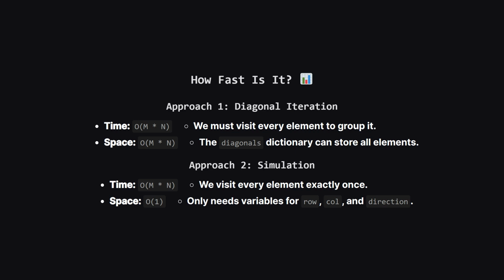So which one is better? In terms of time, they're both the same. They have to visit every single cell in the grid, so the time complexity is big O of m times n. Where it gets interesting is space. The first approach, the grouping one, needs extra memory to store all those intermediate diagonal lists. This can take up to big O of m times n space. But the simulation approach is a real champ here. It only needs to keep track of the current row, column, and direction, so its extra space is big O of 1, or constant. That makes it much more memory efficient.